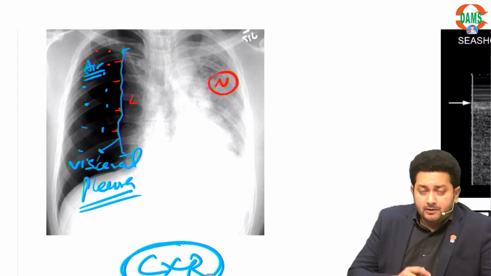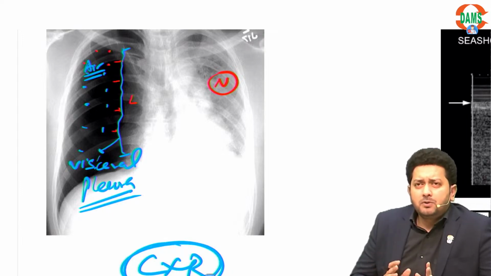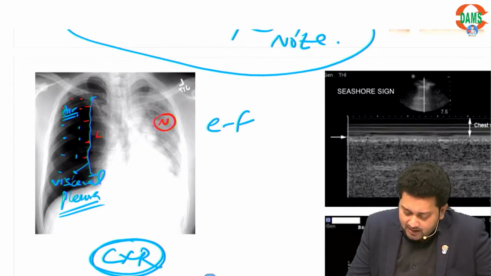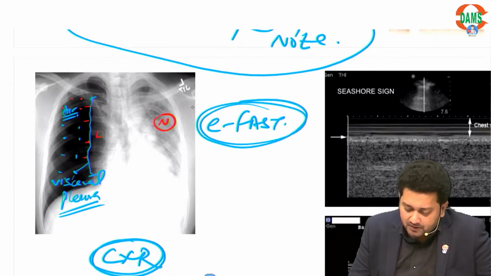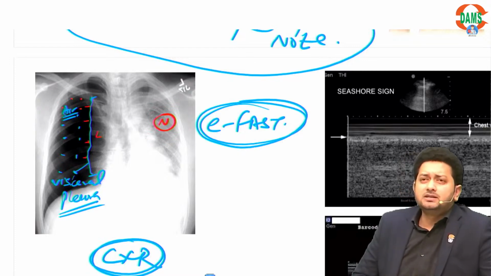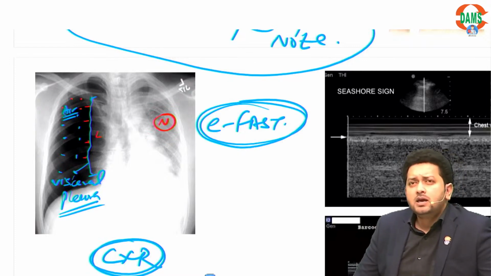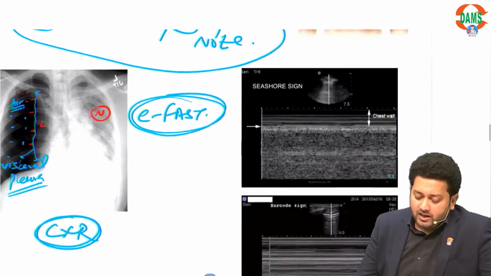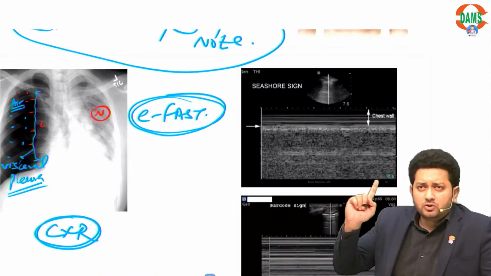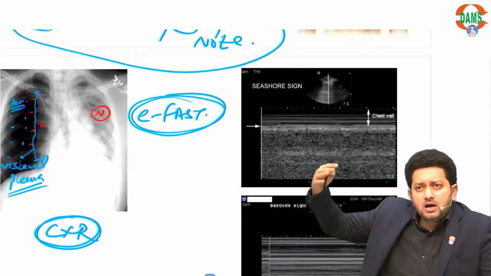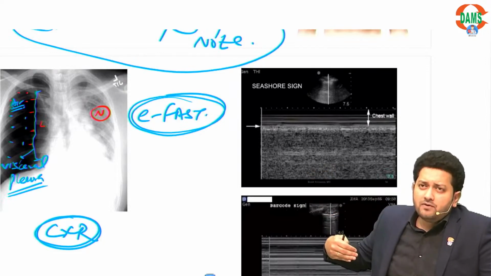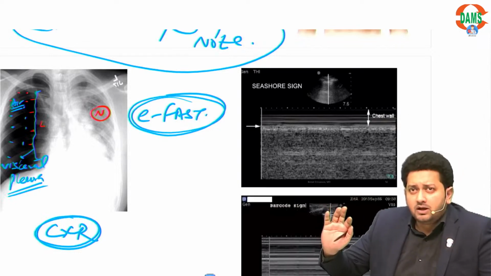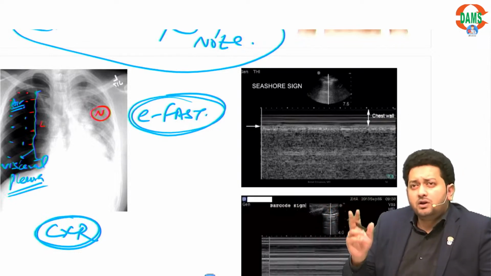Like I said, X-ray takes time, so these days the ultrasound, E-FAST, is becoming very popular, and in fact you can say this is the better investigation modality because you get the results immediately. So with E-FAST, we have seen what you will see in hemothorax. There will be blood between the lung and the liver on the right side and spleen on the left side. There will be fluid. But in this case there is no fluid, so you will not get that image.